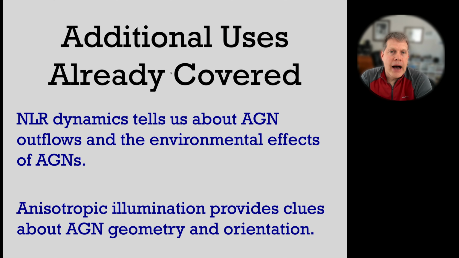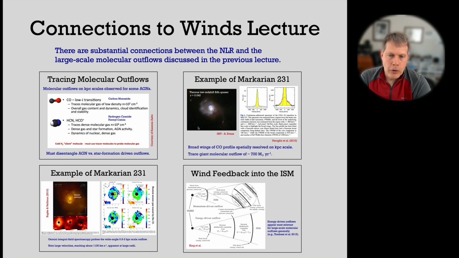And then finally, in terms of these points of utility for the narrow line region, I want to highlight that we have additional uses for the narrow line region as well that I've already covered. As we've talked about, the NLR has this fascinating spatially resolved dynamics that tells us about AGN outflows, tells us about the environmental effects of AGNs, and I'm sure for those of you who saw the previous lecture on AGN winds, you were appreciating that there are connections here.